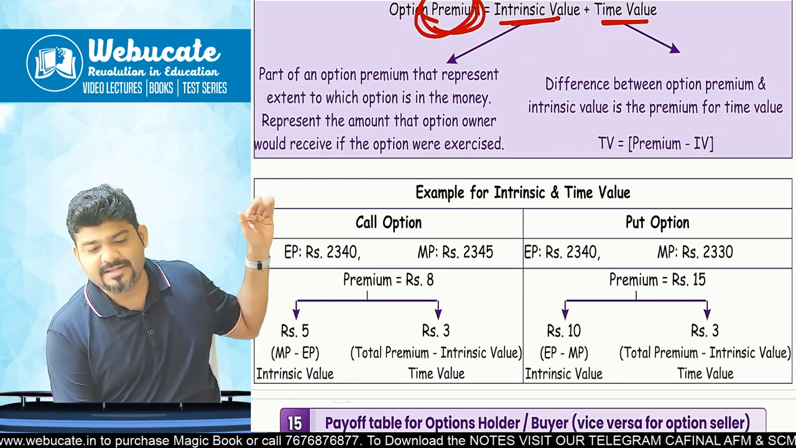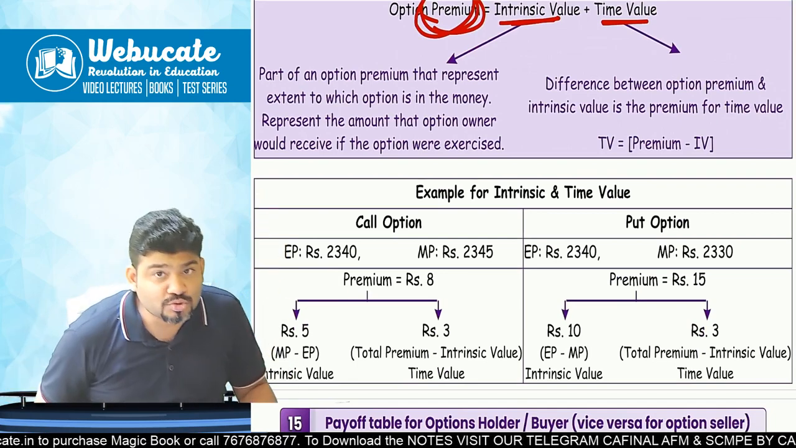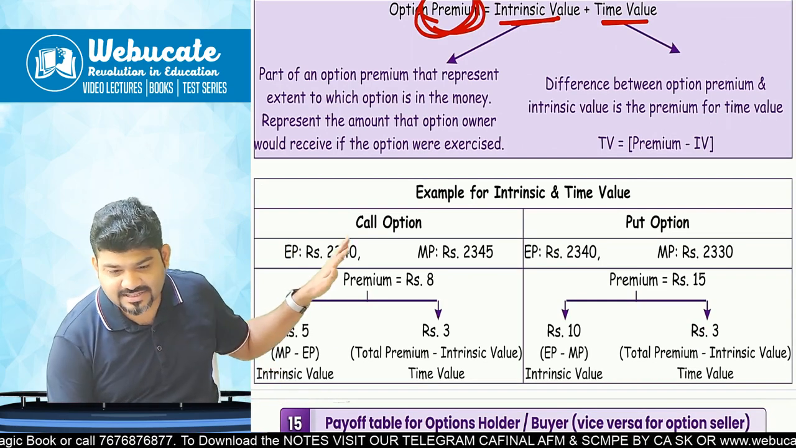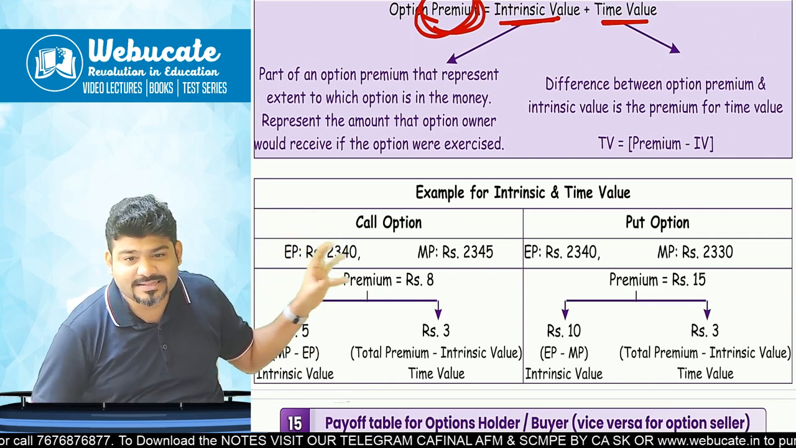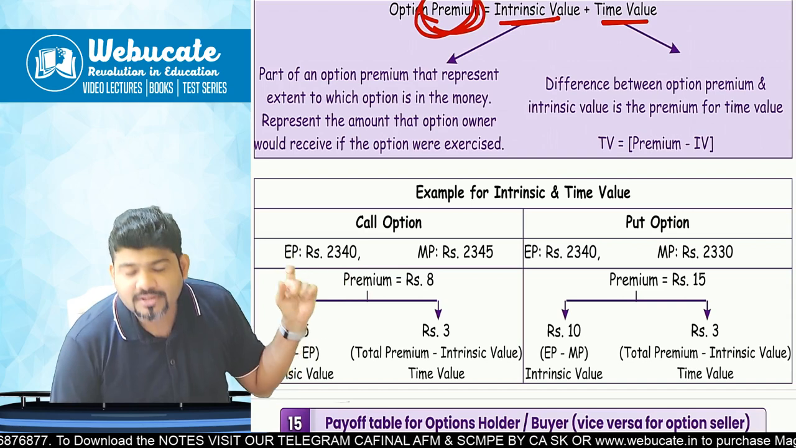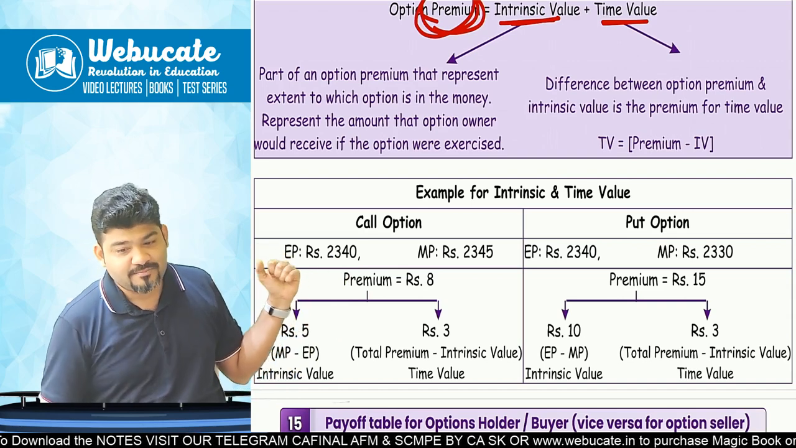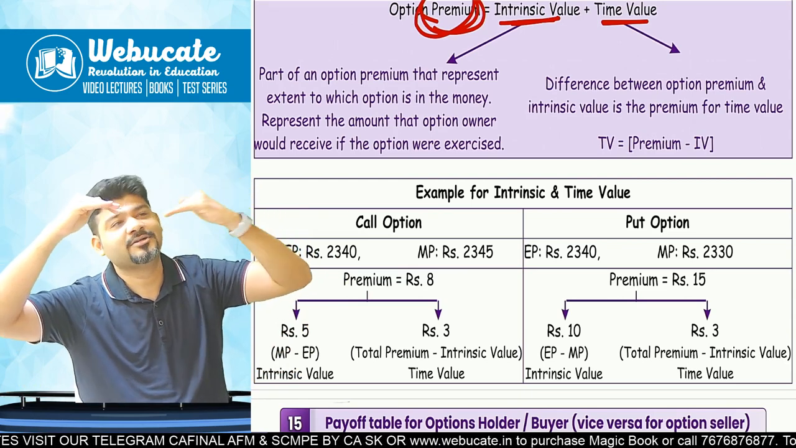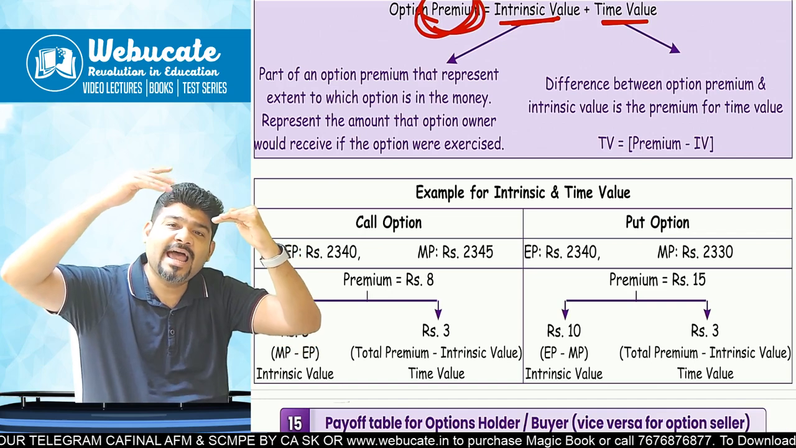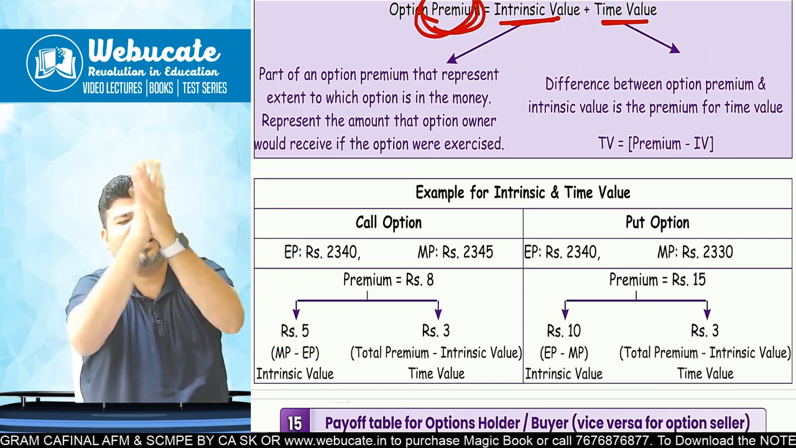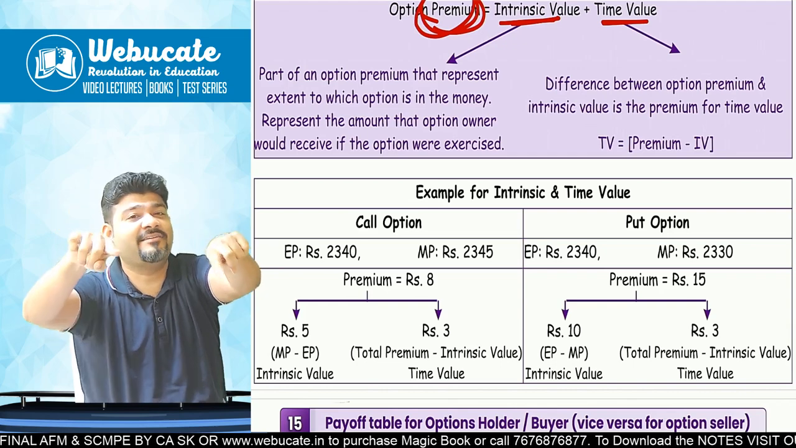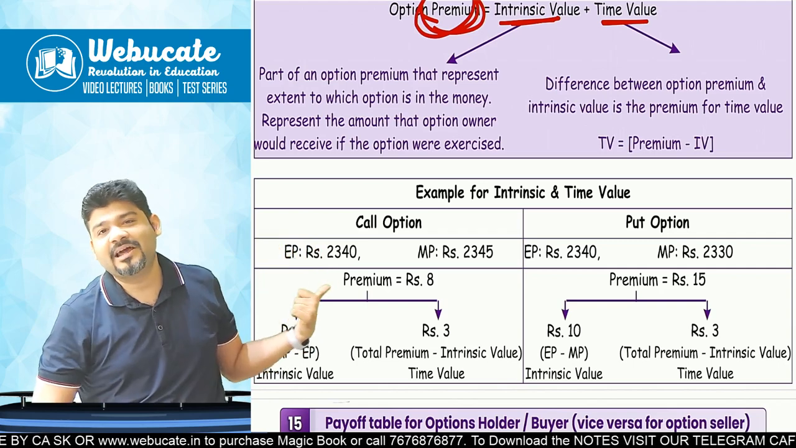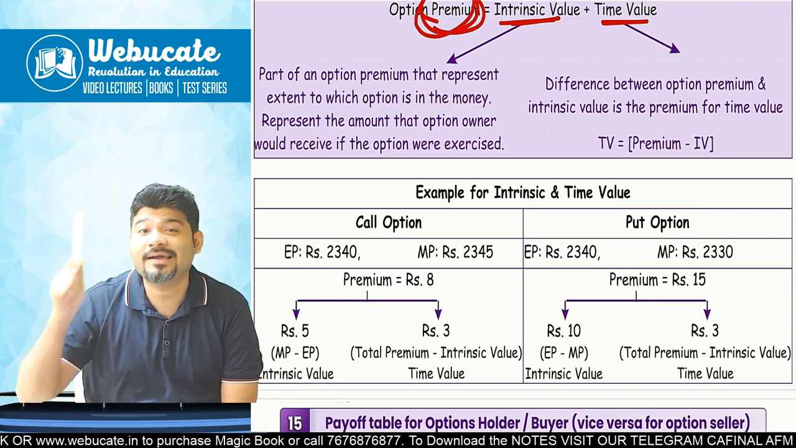Suppose the exercise price is 2340. Market price is 2345. Now look here. Automatically we will gain. This exercise price is 2340, market price is 2345. You have a right to buy at this price, sell at 2345. Automatically 5 rupees profit you will make. But that will never happen because that will be the minimum. That will be the minimum premium that you will have to pay. And that basically is called the intrinsic value.